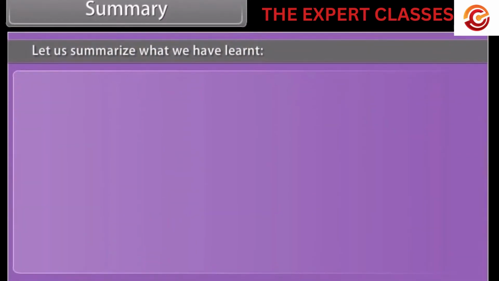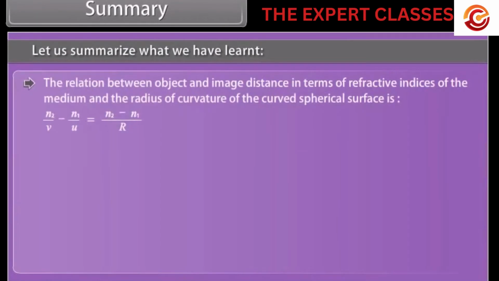Summary. Let us summarize what we have learned. The relation between object and image distance in terms of refractive indices of the medium and the radius of curvature of the curved spherical surface is n2 by v minus n1 by u is equal to n2 minus n1 by r. Lensmaker's formula is this.